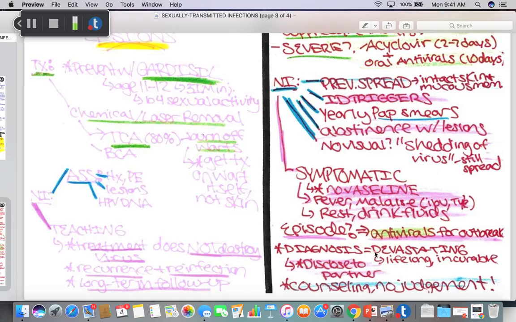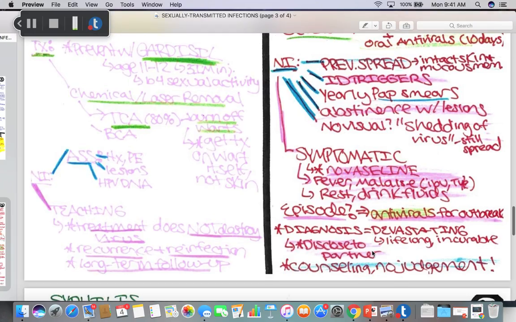A diagnosis of genital herpes is devastating since it's lifelong and incurable. You want to make sure your patient knows that they should disclose that they have genital herpes to their partner. Also, nursing management includes counseling and a judgment-free zone for your patient.